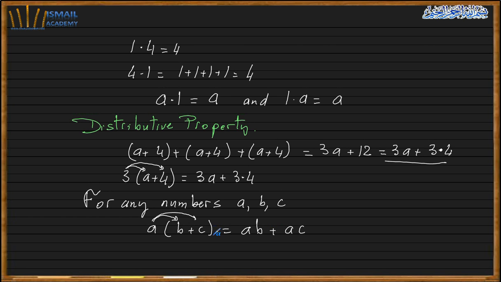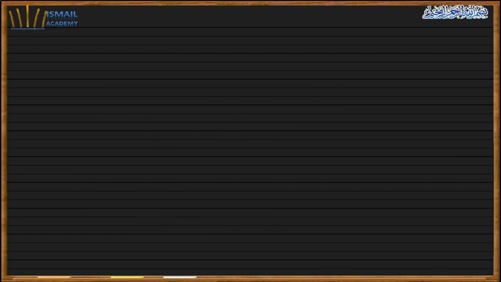In an earliest age, you did the distributive property and we don't even know it. So the distributive property works in multiplication now.